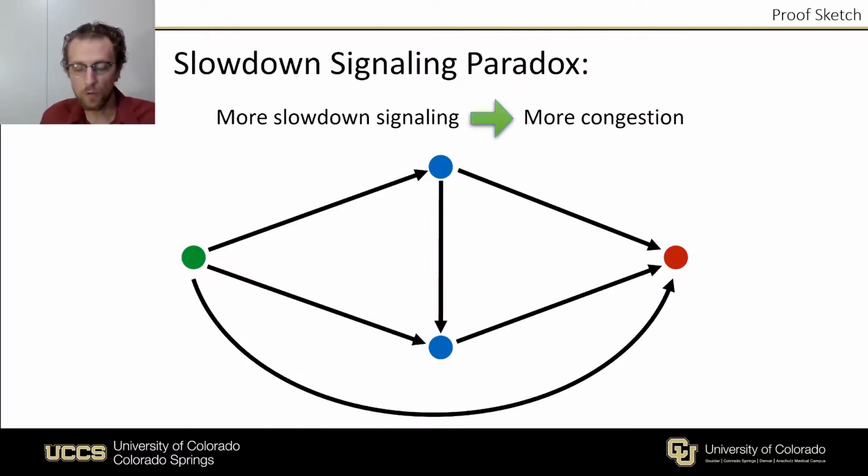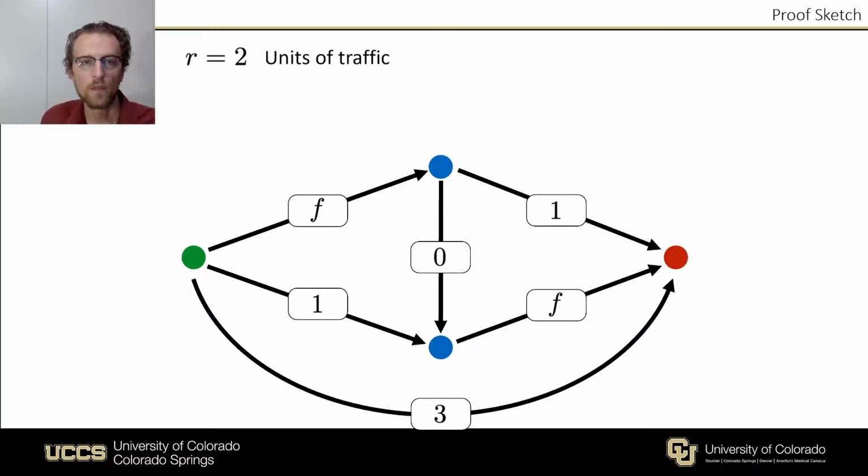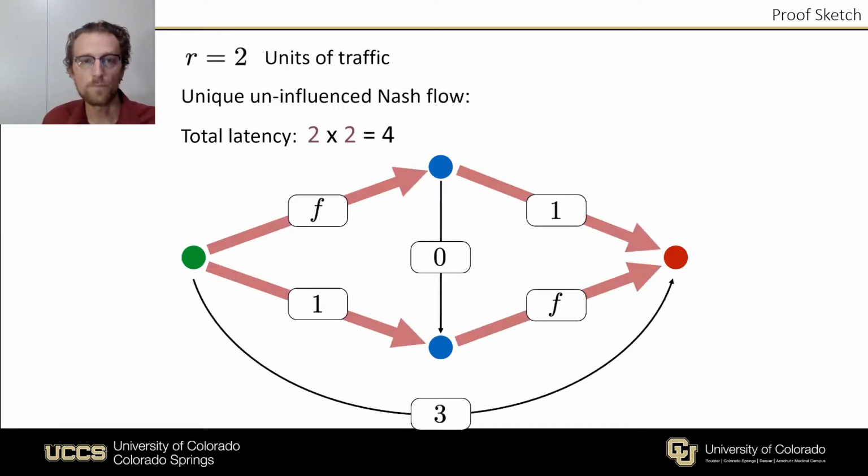I want to walk you through very briefly a paradoxical network, one of these pathological networks, where more slowdown signaling leads to more congestion. I find these kinds of examples are a great way to illustrate the issues that arise. If you're familiar with this work, this is a Braess paradox network, a common network that's used to show pathologies in transportation networks. So if we have 2 units of traffic, so our overall traffic rate is 2, and the network latency functions look like this, let's look at the uninfluenced Nash flow. The Nash flow with no slowdown signaling just splits the traffic half and half on those 2 paths.